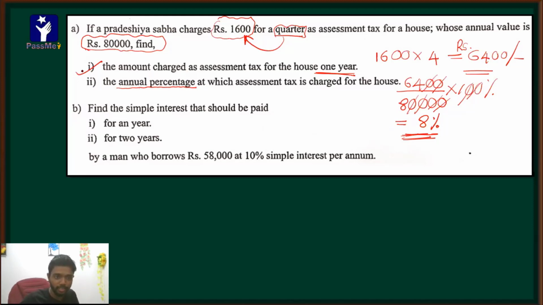So that is part 2, and then we can move to part B: find the simple interest. This is relevant to our final topic, simple interest, that should be paid for 1 year, for 2 years by a man who borrowed 58,000 at 10% simple interest per annum.